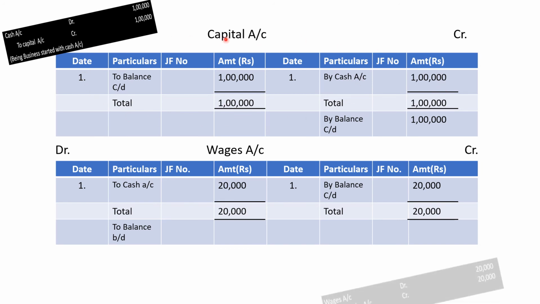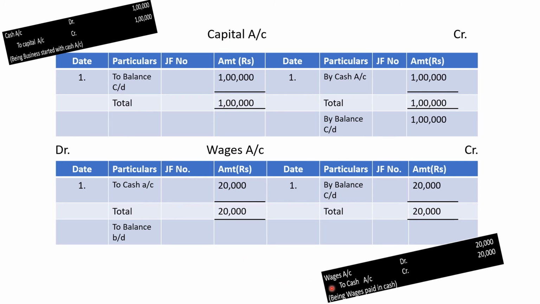And next about wages. This is wages account debit to cash account credit, 20,000 and 20,000. This is wages account. Go to wages account debit side. Write down to cash 20,000. And you might be having a query: then what about the ledger of cash account? There is no need to raise a query because we have already prepared a ledger of cash account.